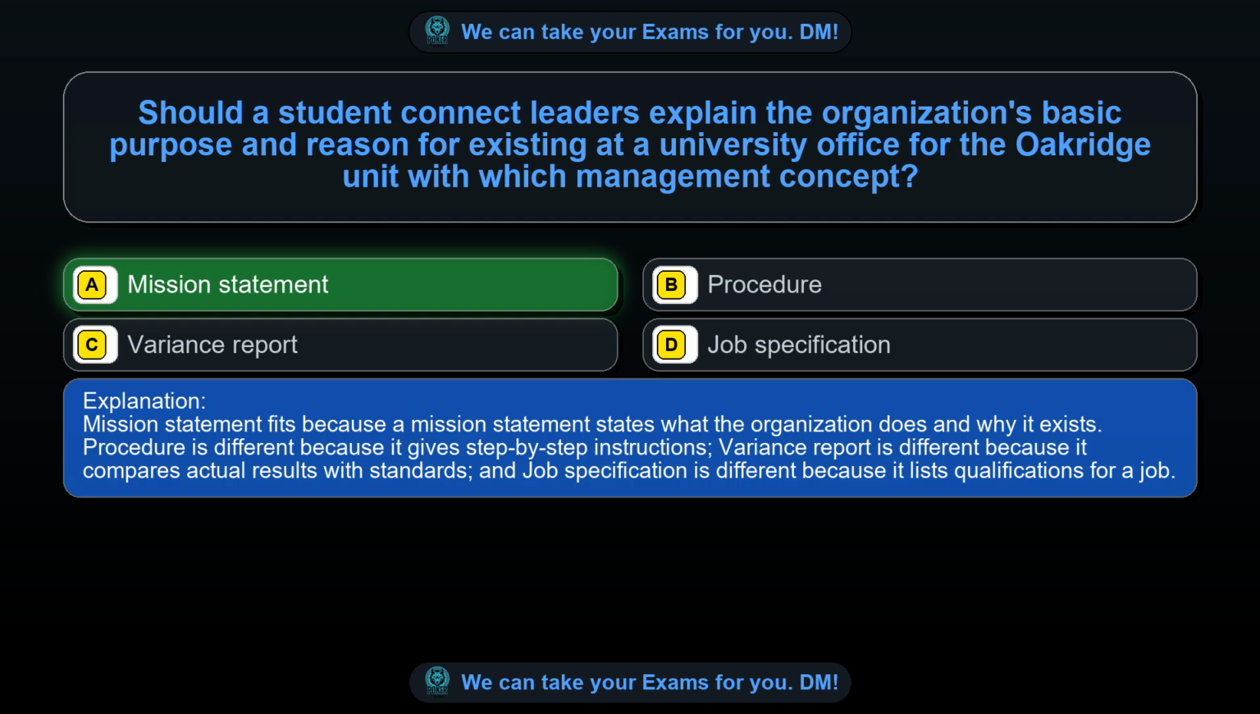Mission statement fits because a mission statement states what the organization does and why it exists. Procedure is different because it gives step-by-step instructions. Variance report is different because it compares actual results with standards, and job specification is different because it lists qualifications for a job. Question 32.